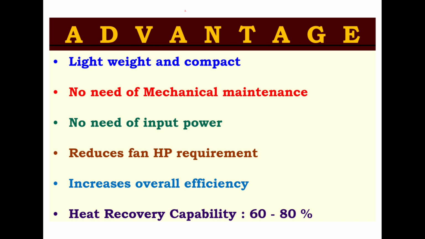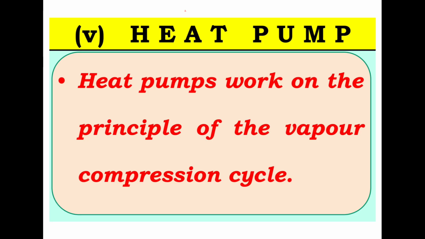Various major advantages of heat pipe: lightweight and compact, no need of mechanical maintenance, no need of input power, reduces fan HP requirement, increases overall efficiency, heat recovery capability 60 to 80%. Then the heat pump. Heat pumps work on the principle of the vapor compression cycle.